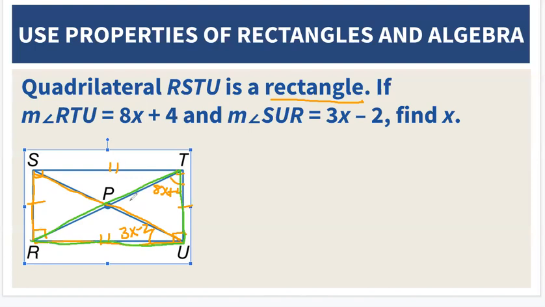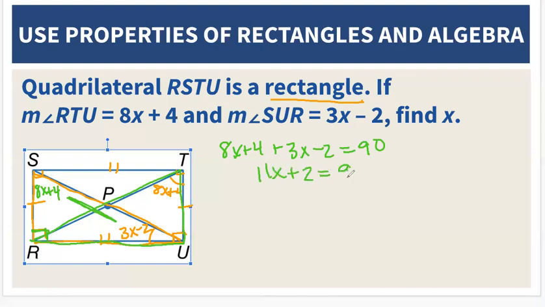Yeah. Okay, so now these two angles are congruent. So this one is 8x plus 4. And so then 8x plus 4 plus 3x minus 2 has to equal 90 because these two angles here have to equal 90, because then you have this right angle down here that's 90. So that's 11x plus 2 is equal to 90. And then 11x is equal to 88. And then x is equal to 8.